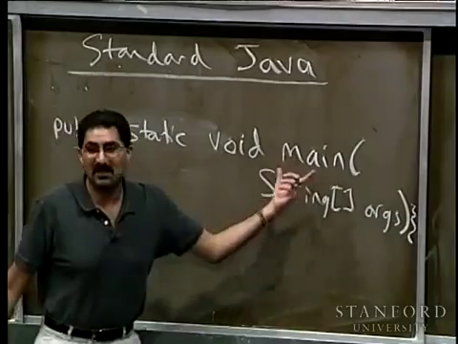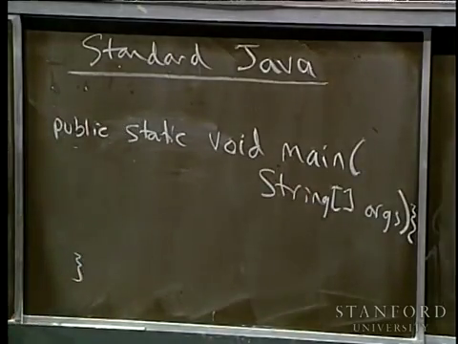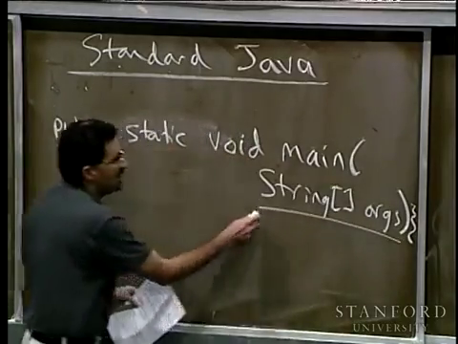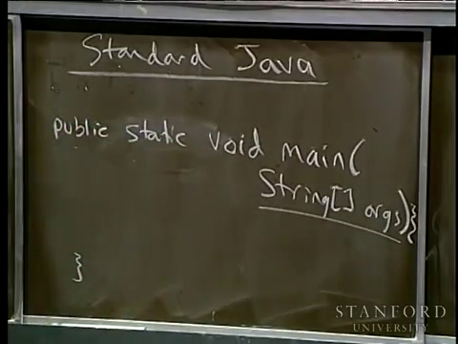It's a class method as opposed to being a method that gets called on an instance. And void means it just returns nothing. What it's getting passed in here is an array of strings. And you might say, where's that array of strings coming from?